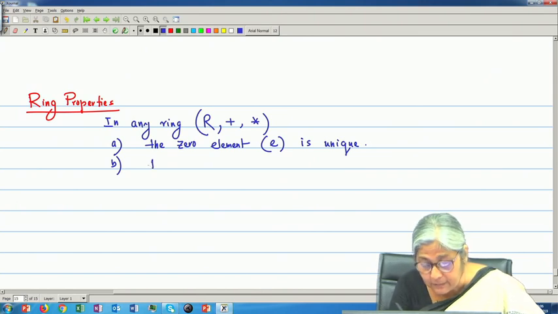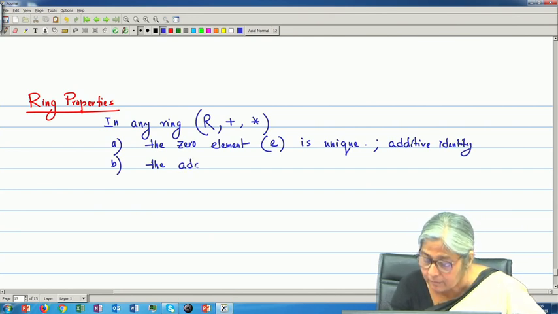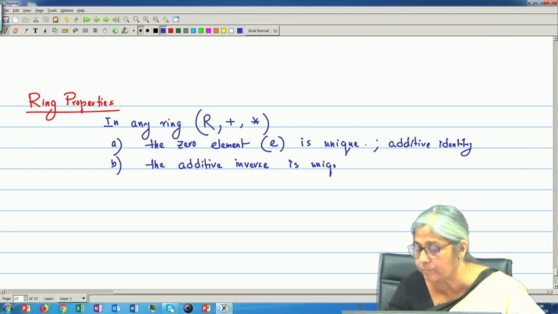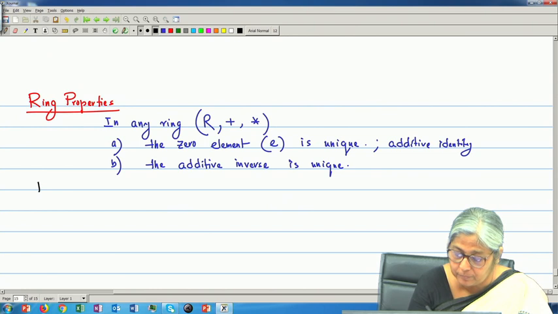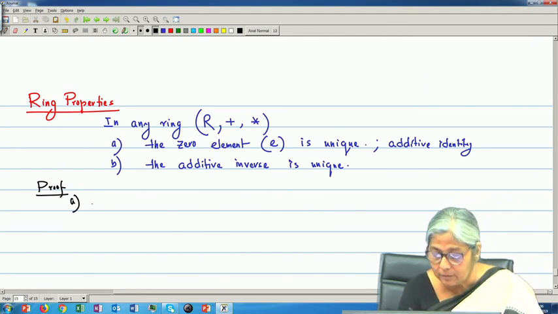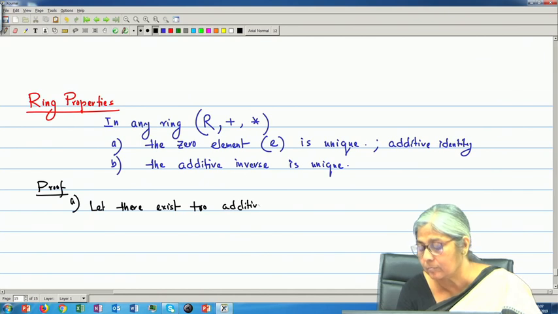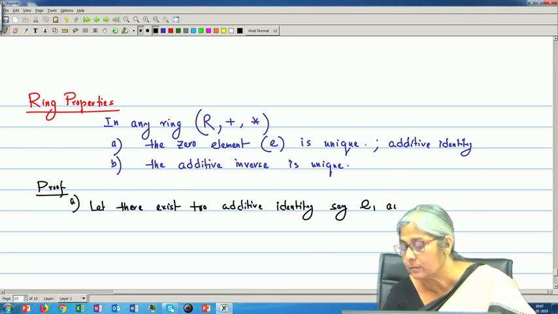In the same way, the additive inverse is unique. How can I prove it? Okay, I give a proof. The proof is very simple. So, for the a part, let there exist two additive identities, say e1 and e2.